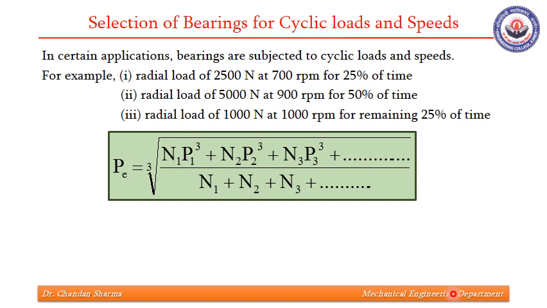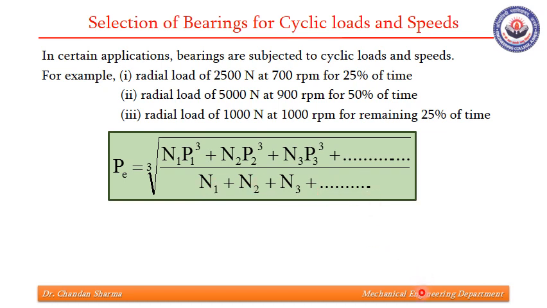By using this formula, we can go on to the same selection procedure that we have done for the applications where load was constant. This formula says that PE, the equivalent dynamic load, is the cubic root of N1 P1 cube plus N2 P2 cube plus N3 P3 cube and so on, upon N1 plus N2 plus N3.